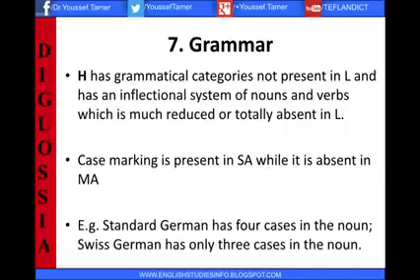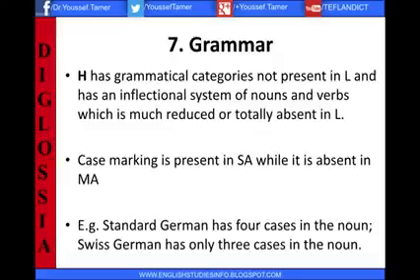You have studied maybe, or you've already studied morphology, or you're going to start it this year? Okay, so that's why you study inflectional grammar, or inflection. The low variety has an inflectional system of nouns and verbs which is much reduced or totally absent. It is present in the high variety but reduced or maybe totally absent in the low variety. Case marking is present in Standard Arabic while it is absent in Moroccan Arabic. That's the explanation of the previous statement.